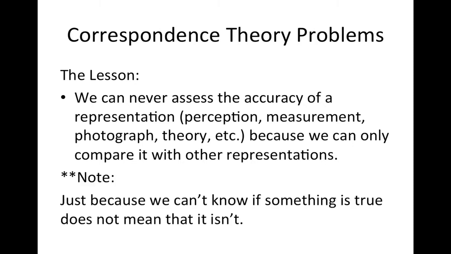I want you to note that just because we can't know if something is true does not mean that it isn't. This is an epistemic or epistemological problem, that we can't know if something is true. But the metaphysical aspect of it is that it is in fact true. For example, we may have arrived at the truth by accident or perhaps by good methods, and we just don't know about it. These are two separate issues.